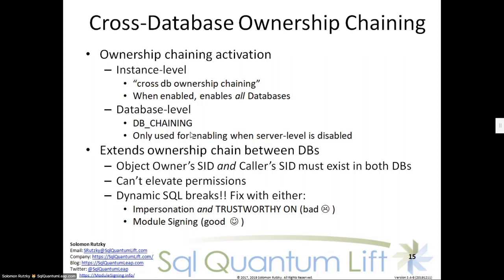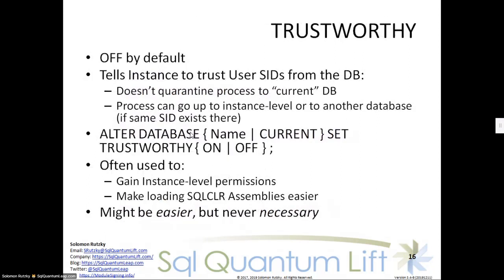Again, dynamic SQL breaks this, as it breaks any ownership chaining. And you can fix this with trustworthy on. That's what most people do, because it's the easiest to understand, easiest to do. It's just one statement per database, but it works, unfortunately, because there are problems with that. So trustworthy, as we've been talking about, is off by default, thankfully. What it does is, because trustworthy is at the database level, it tells the instance to allow its users to be assumed the same, if there are matching SIDs between the database and the instance it's on.